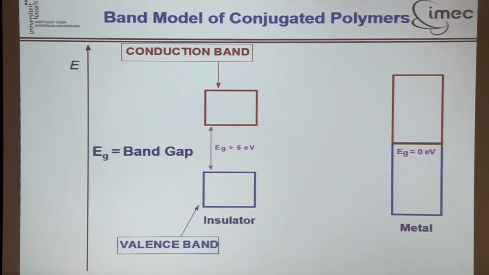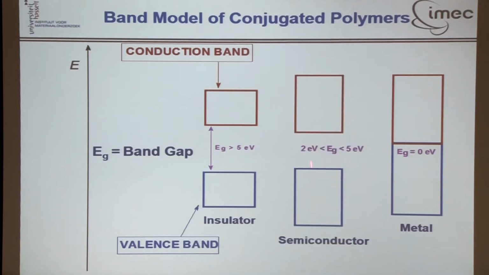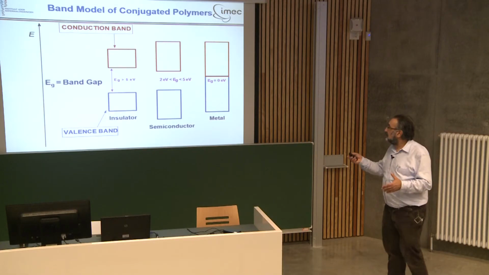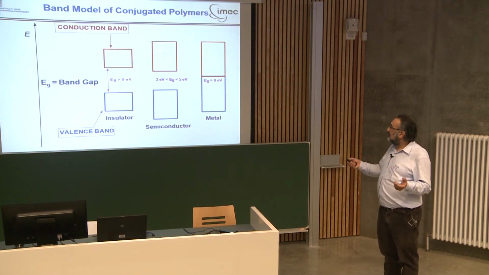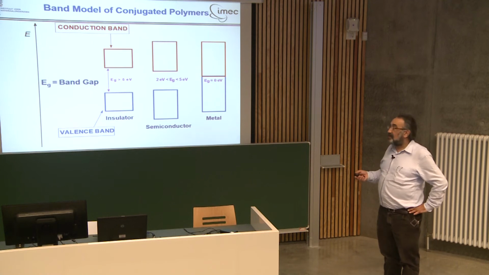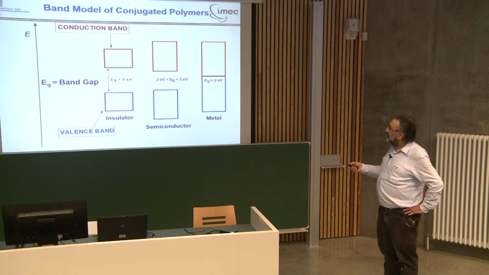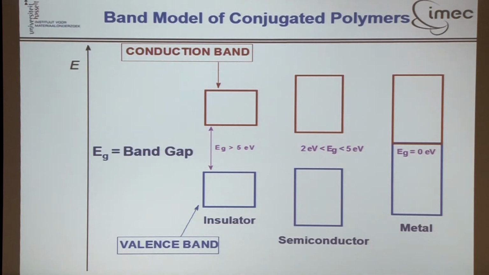If you have no band gap, you would expect that it behaves as a metal. And if the band gap is such that it absorbs visible light, let's say from 1 eV till, in practical sense, 3 eV for organic semiconductors, then you will have a semiconductor, which means that just by thermal excitation you can excite an electron from the valence band to the conduction band, create charge carriers, and in this way you create a certain conductivity.